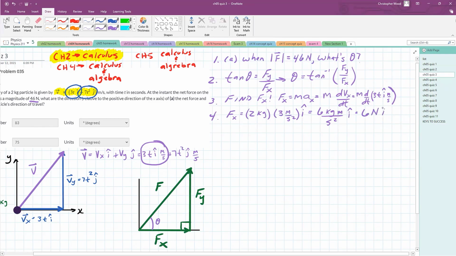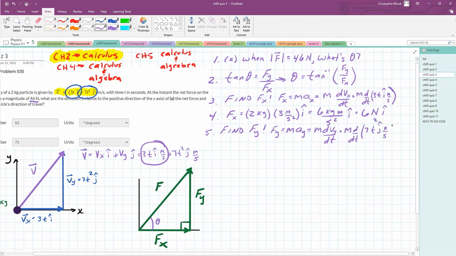So the sailing is smooth thus far. So let's just keep going and find Fy. Fy: Newton's second law says ma, and specifically m times a sub y. So it's just a copy and paste of what I did up there. m dvy/dt, because dv/dt is acceleration. And all I need to do now is take mass times the derivative of Vy, which for me is 7t squared j hat meters per second.